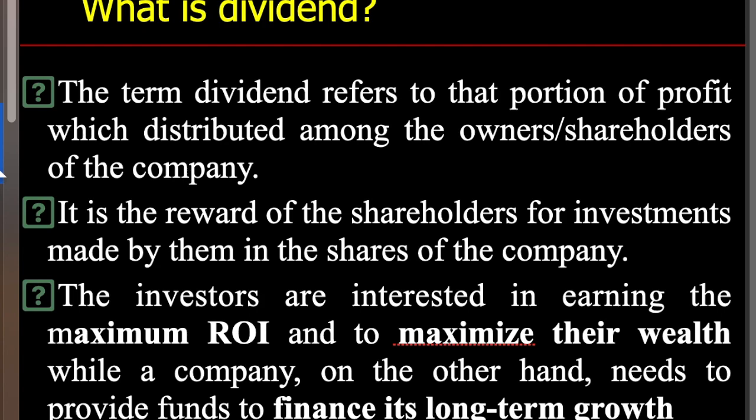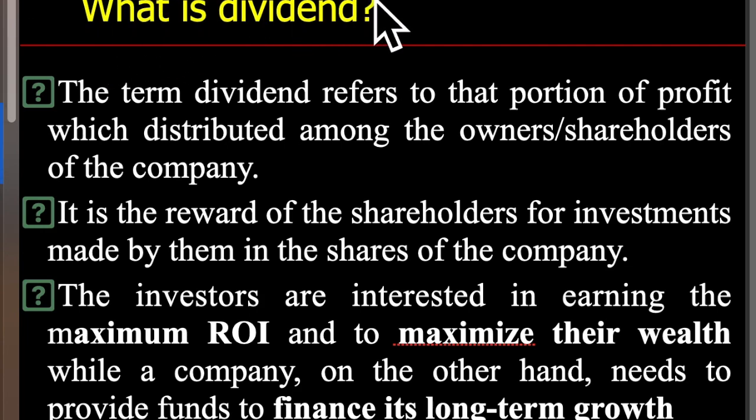We hear of shareholders, we hear of investors. When they buy shares in a company, at the end of the period, if the company makes a lot of profit, they will say, okay, let us share some parts of our income with the shareholders. Let us keep them happy. So the money they get by sharing is called dividend.